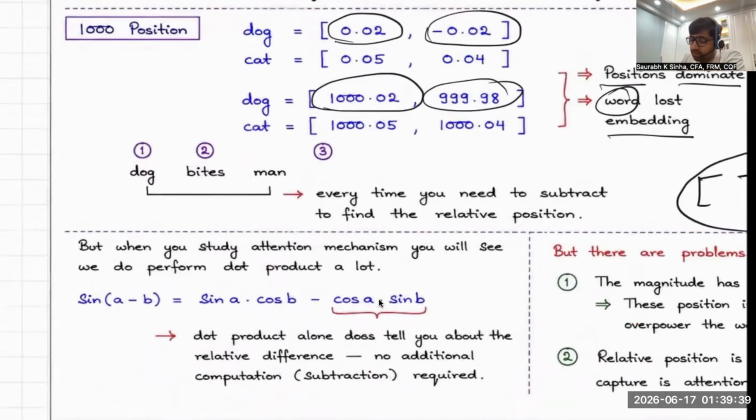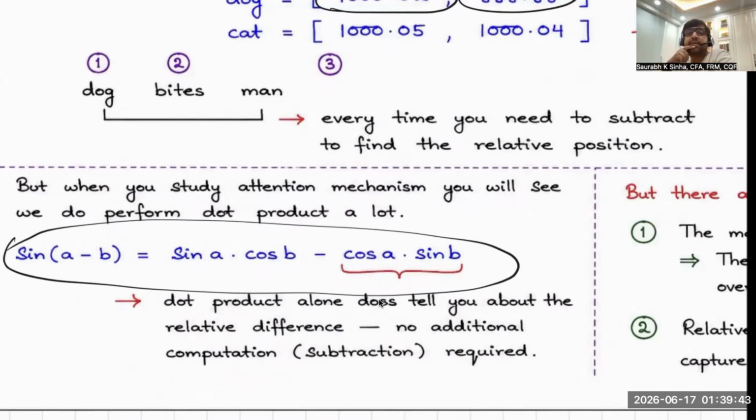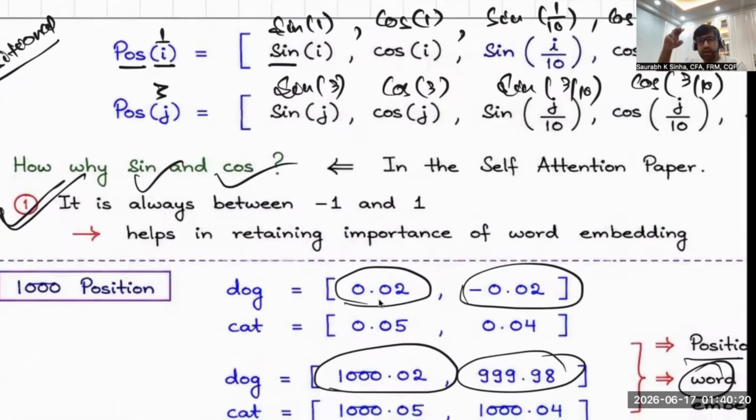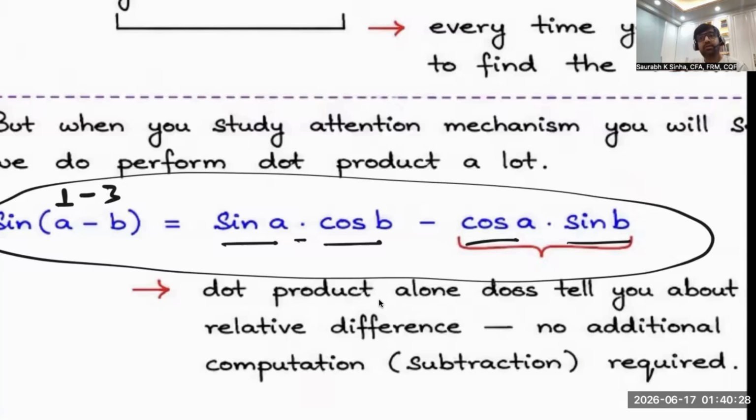How come? Do you remember this formula from your childhood days? If I'm saying 1 minus 3, I'm talking about the relative position of two words or two tokens. So if I'm doing sine of A minus B, if I break it down, it becomes sine A cos B minus cos A sine B. So if I do the dot product between sine and cos, intuitively it captures the difference between the positions itself. See what is happening: the dot product itself is capturing the relative information of the position.